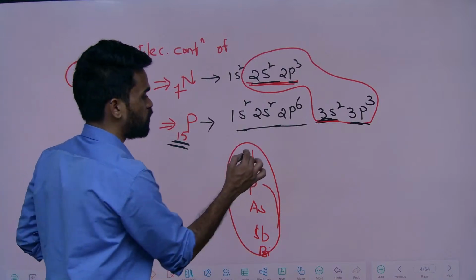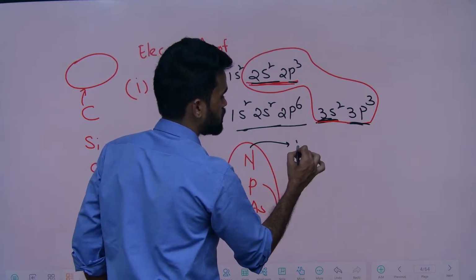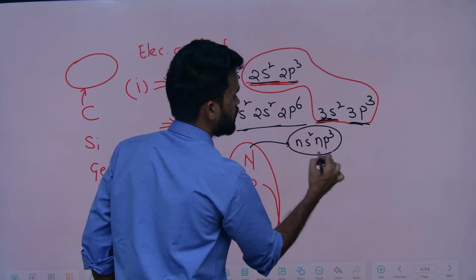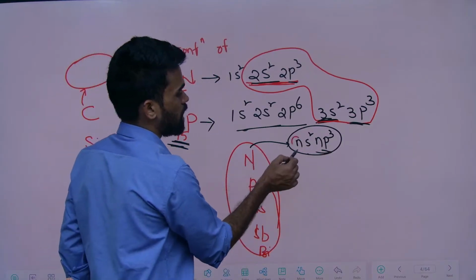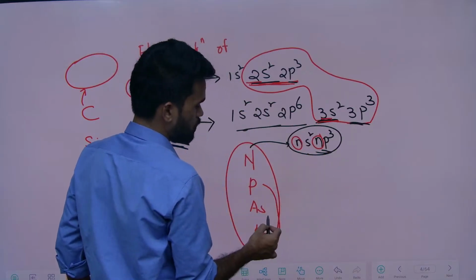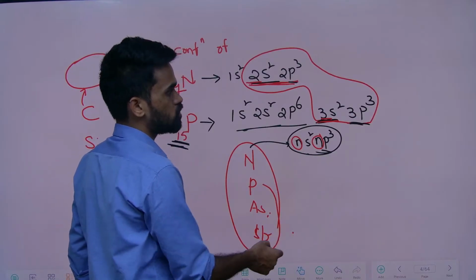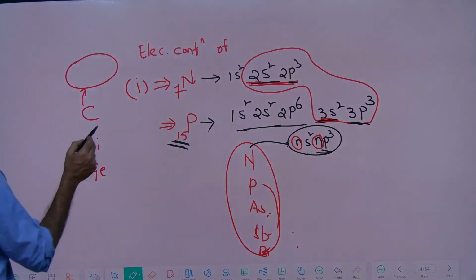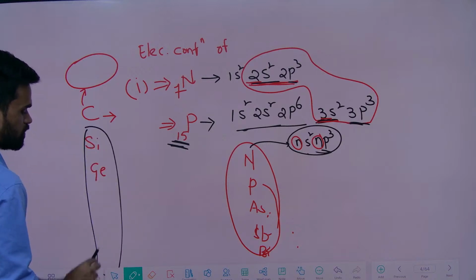Now for all these 15th group elements, I can write the general electronic configuration as ns2 np3, because everything is remaining the same, but just these n values are getting changed. Here it is 2, here it is 3, the next bottom element becomes 4, then 5s2 5p3, 6s2 6p3, like that you can write. Similarly, if you know the electronic configuration of carbon, you can write for the remaining elements of that group also.